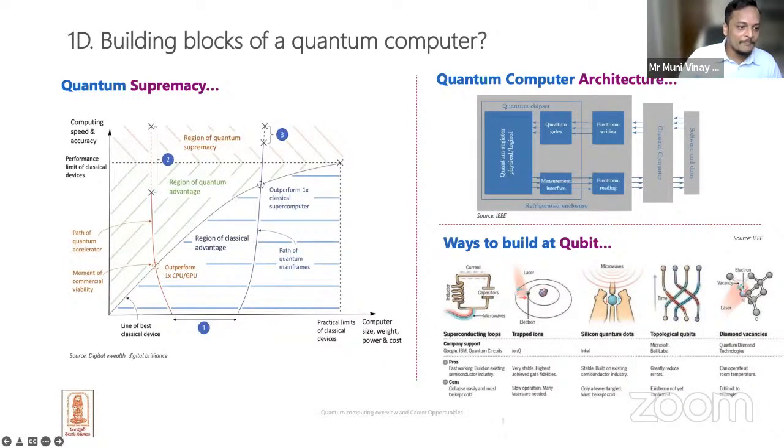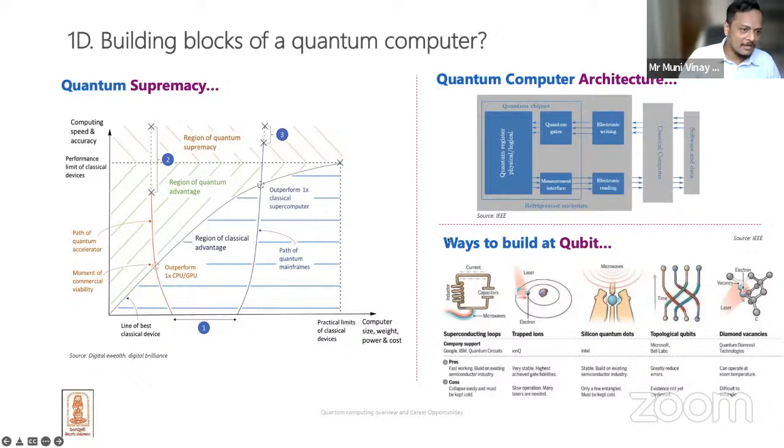For example, the classical way which Google and IBM use is they cool the atoms to superconducting temperatures close to zero Kelvin, minus 273 degrees, and then put them into superconducting loops, and then tap that power to put them into a superposition. Some of the other companies use lasers to activate the atom to put it into a superposition. That's called trapped ions, silicon dots. And there are also companies which use the vacancies between the diamond structures and naturally use them to build the qubits.